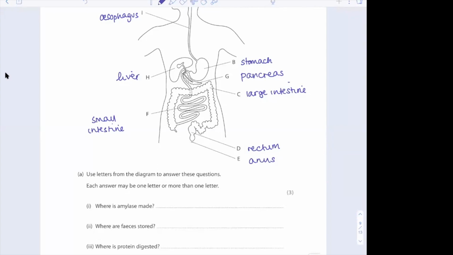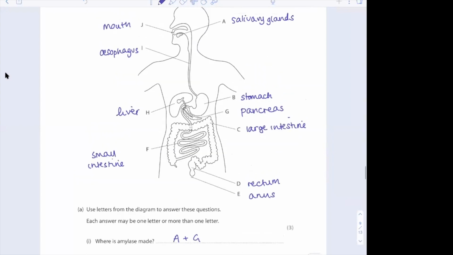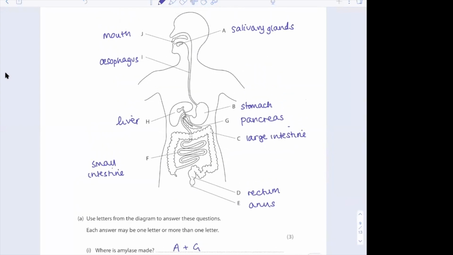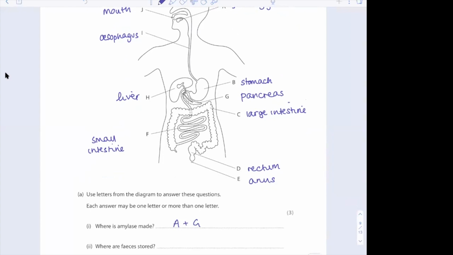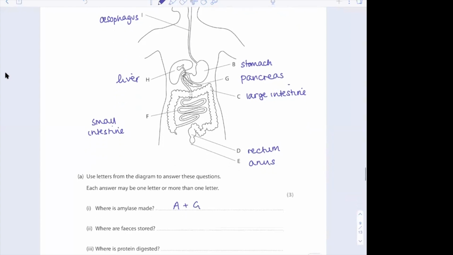Okay, where's amylase made? That is A and G. So the salivary glands and the pancreas. Some of you might have put small intestine. I don't have a problem with you putting that. Where are the feces stored? Well, remember that was in the rectum, which is D. And then next up, where is protein digested? Well, that occurs in the stomach, which is B, and the small intestine, which is F.